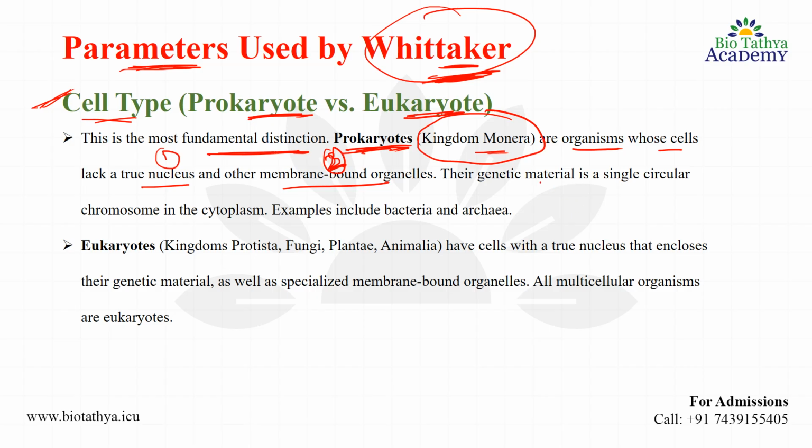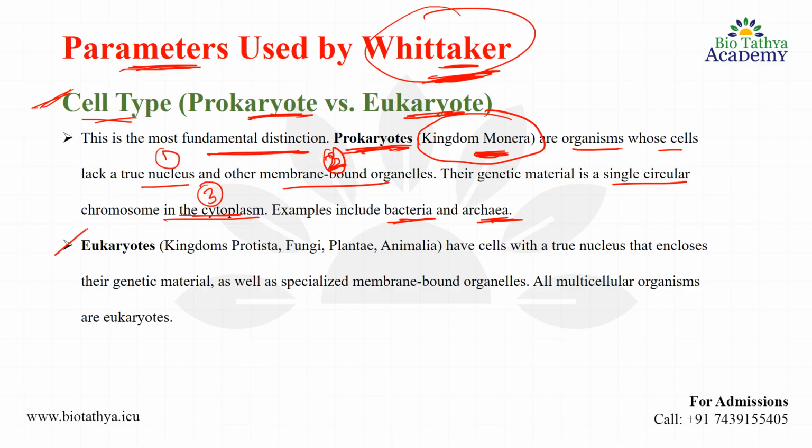The genetic material is a single circular chromosome lying in the cytoplasm. This is the third one. Examples: it included bacteria and archaea. So he clearly said that bacteria and archaea lack a true nucleus, lack any membrane bound organelles, and also the circular DNA or chromosome lies in the cytoplasm. So we will place all these into the kingdom Monera. Nothing else will be kept in kingdom Monera.